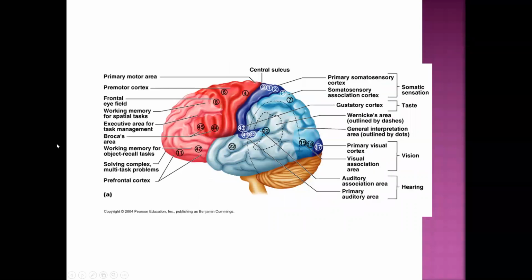There we go. This is a picture that I wanted. Okay, so if we look at this, here is seeing, this is understanding what we see, here's what we feel, here's understanding what we feel, here is hearing. This is understanding what we hear, number 22, the auditory association area. Now this area right here, Wernicke's area, this is understanding speech.